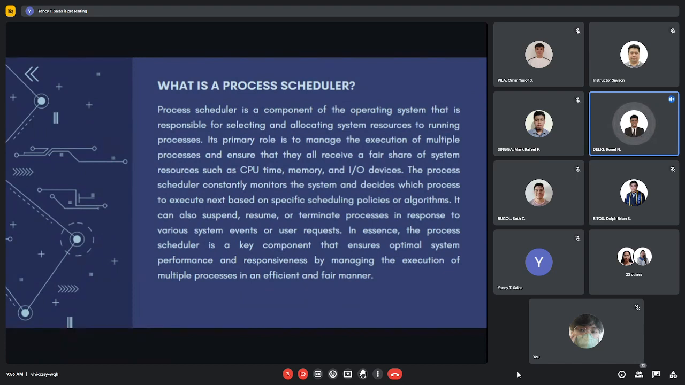The process scheduler constantly monitors the system and decides which process to execute next based on specific scheduling policies or algorithms. It can also suspend, resume, or terminate processes in response to various system events or user requests. In essence, the process scheduler is a key component that ensures optimal system performance and responsiveness by managing the execution of multiple processes in an efficient and fair manner.